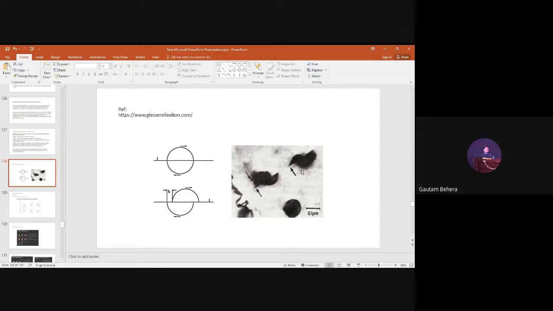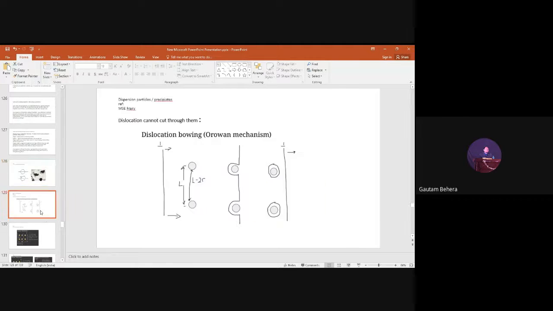So this is the real image. You can see a dislocation is moving and cutting the precipitate into two halves. This is the top half and this is the bottom half. Earlier the precipitates are like this. The same precipitate is also here and it is getting cut by the dislocation. So this is one kind of interaction of a dislocation with a precipitate. I'll tell you the condition for this. I'll discuss the slides.